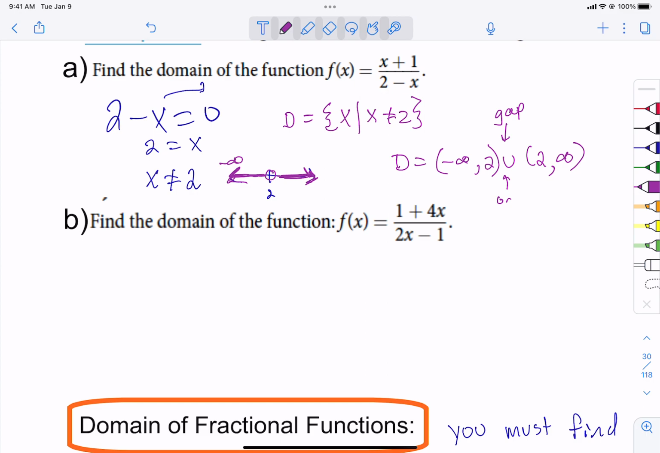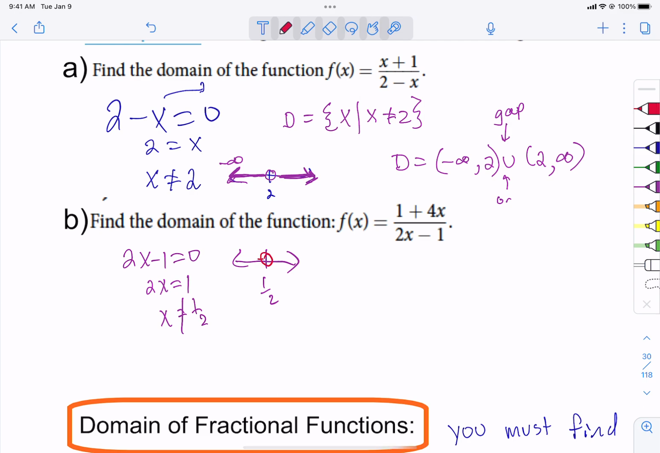Okay? Let's do part B. First thing you do, set the bottom equal to 0, solve for x. Let's move the 1, make it positive, divide both sides by 2. Put a little slash to remind you that doesn't work. If we were to graph that on the number line, we are going to have an open circle at 1/2, shade everything else. These start to look very much the same. Our domain goes from negative infinity, gets to 1/2, almost to 1/2 before it jumps over that gap, and then it goes from the other side of 1/2 to infinity.